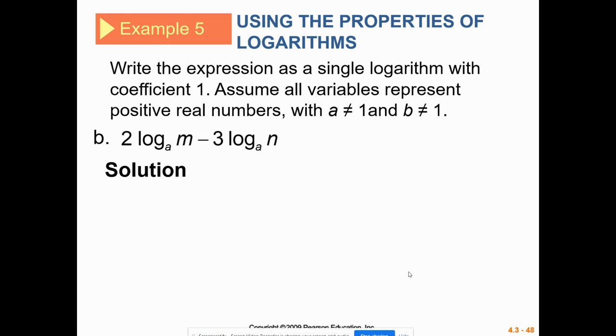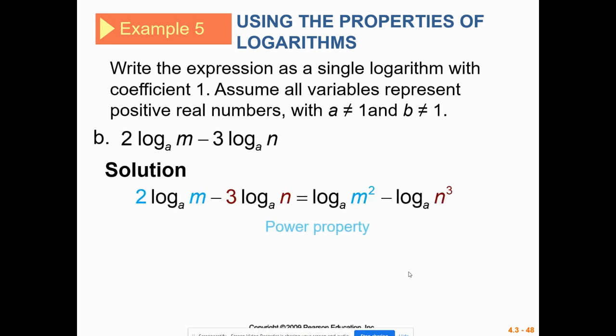In this one, we have coefficients 2 and 3: 2 log base a of m minus 3 log base a of n. So the first thing we need to do is to bring the 2, the coefficient, up and make it an exponent, like we see over here. Bring the 3 up and make it an exponent.